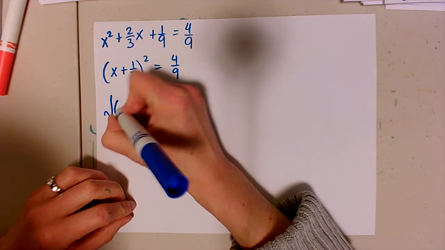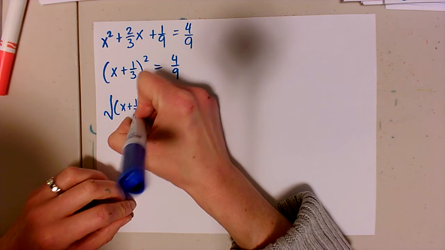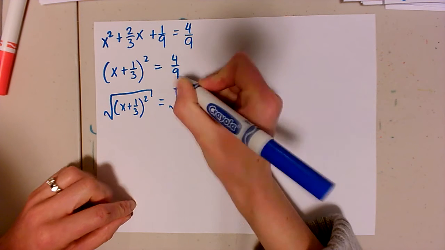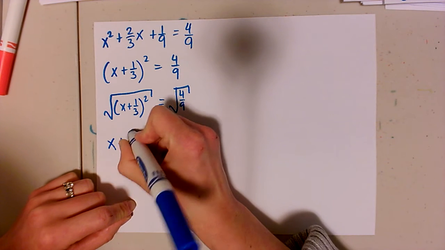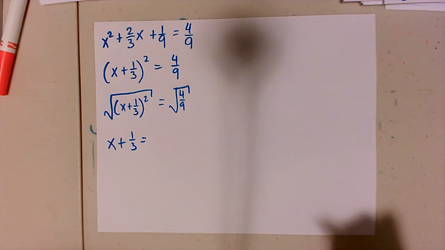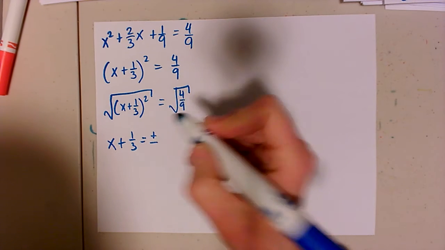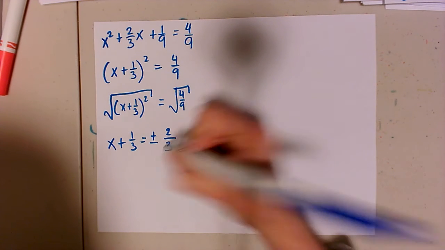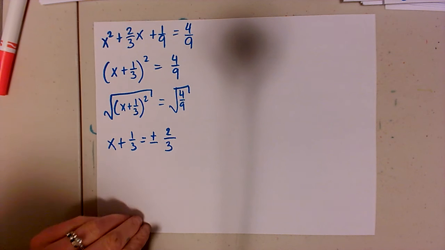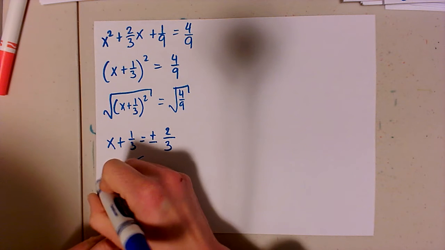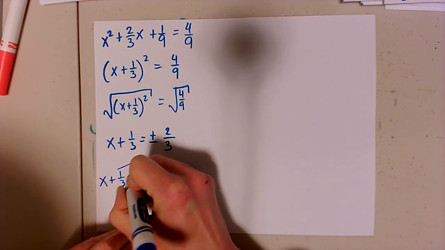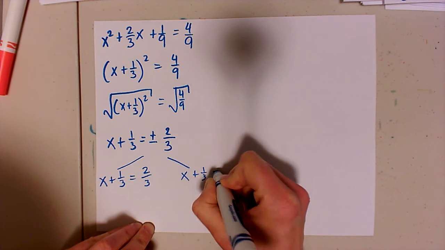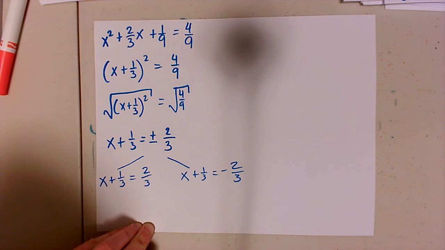So I'm going to go ahead and take the square root of both sides. On the left, I'll get x plus 1/3, and on the right, I'll get plus or minus, and then the square root of 4 is going to be 2, and the square root of 9 is going to be 3. So this turns into two separate equations that I'll have to solve. I've got x plus 1/3 is a positive 2/3, and x plus 1/3 is a negative 2/3.